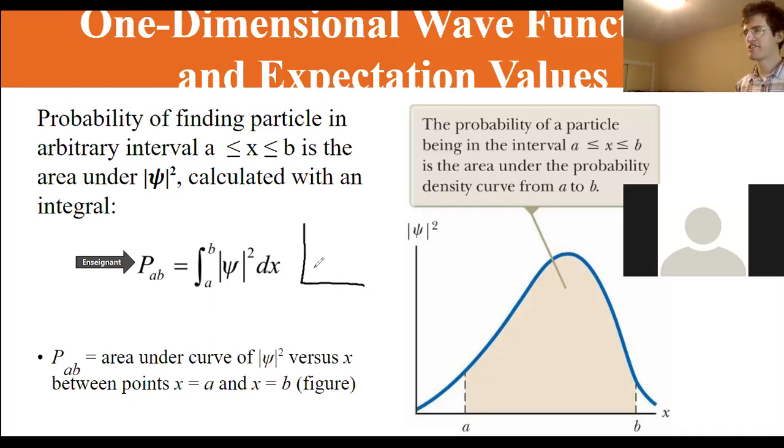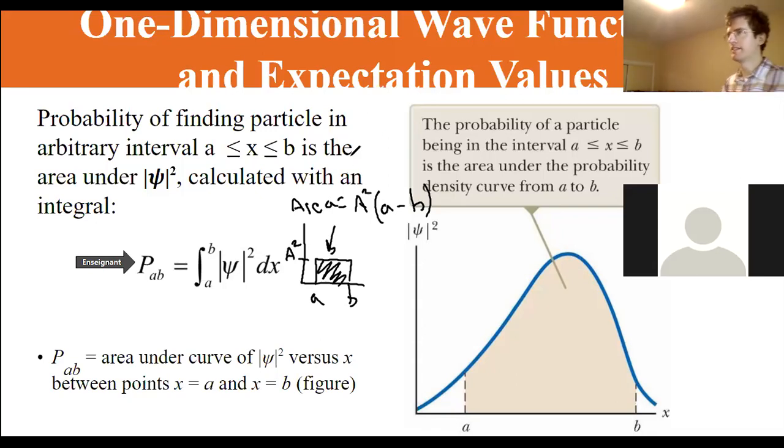But if your wave function looks like a square, then you can just get the area. Maybe it goes from a to b, and maybe goes to some value, a squared. So the area would be a squared, the height, which is the amplitude squared, times the length, a minus b. If you get the area as a square, and this represents the area under the wave function, then this area is the probability by definition.